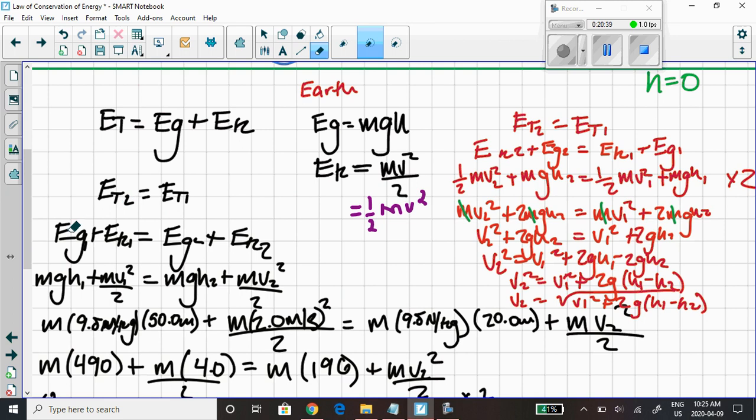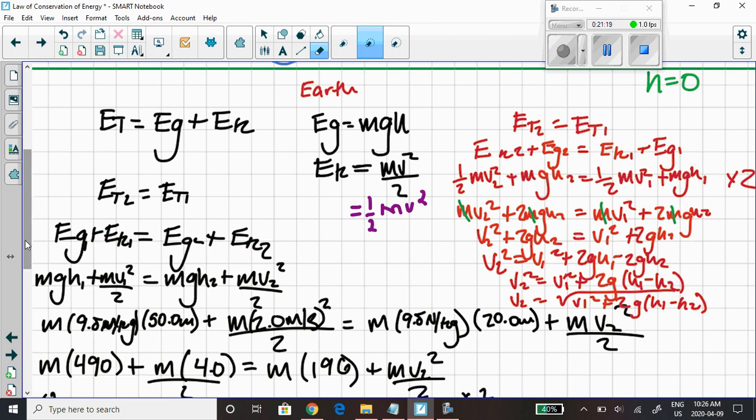Now, total energy 1 is equal to gravitational potential energy 1 plus kinetic energy 1. And that has to equal gravitational energy 2 plus kinetic energy 2. So all I've done here is realize that the total energy has to be this sum. So I've expanded this to realize that total energy at any situation is always the sum of gravitational energy plus kinetic energy at any point. So I've expanded that out.